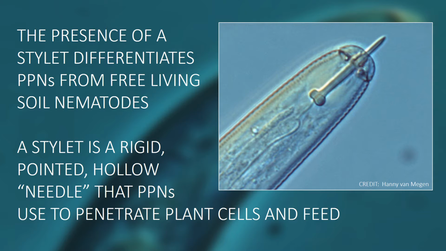The presence of this stylet actually differentiates plant parasitic nematodes from those free living in the soil. This stylet is a rigid, pointed, hollow, needle-like apparatus that plant parasitic nematodes use to penetrate plant cells and feed.